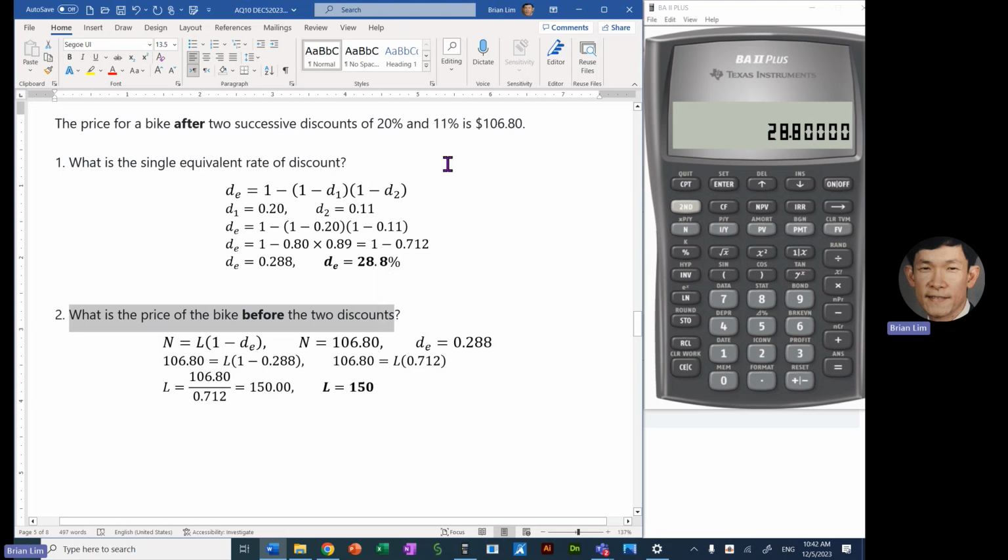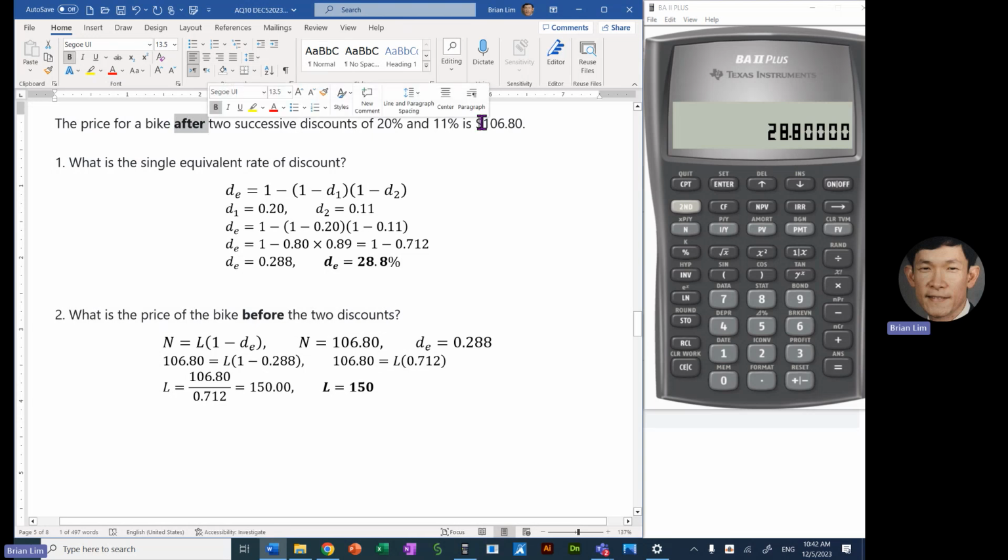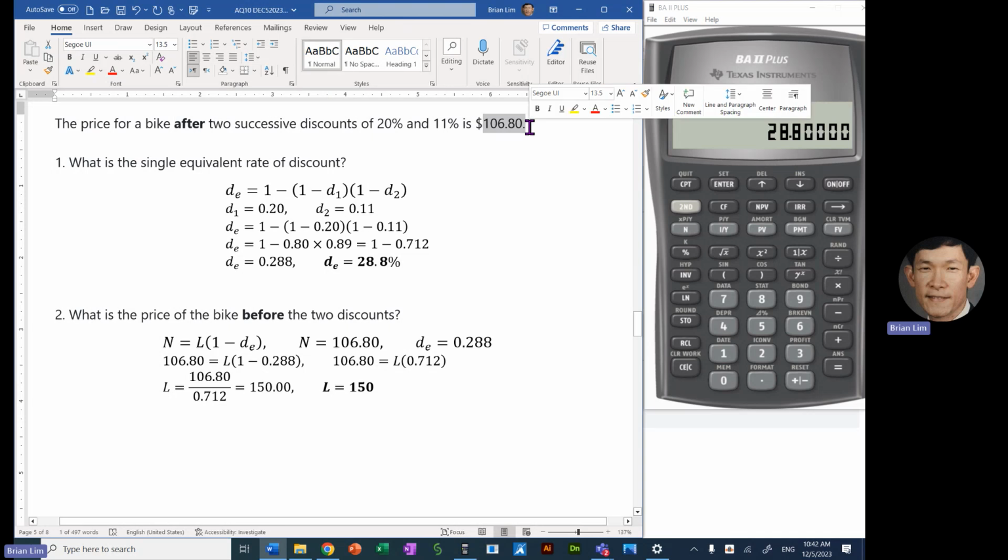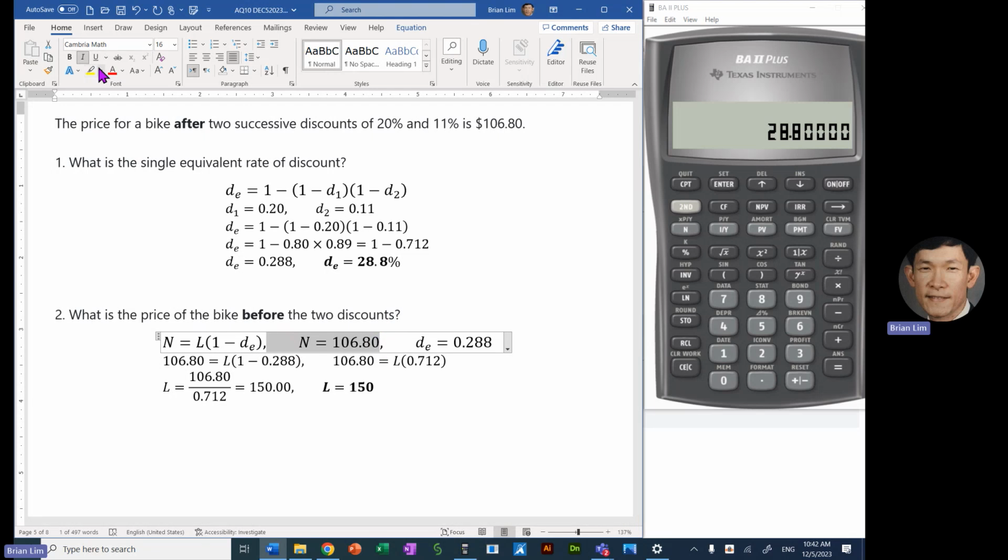Now, what is the price of the bike before the two discounts? Remember, we were given the price of the bike after the discount. After the discount, the price is 106.80. So we can use this formula that says the net price is equal to the list price times 1 minus the equivalent rate of discount expressed as a decimal. So now we do know the discounted price or the net price, and it is 106.80. Okay, that is the discounted price.